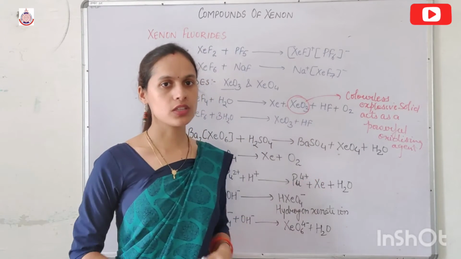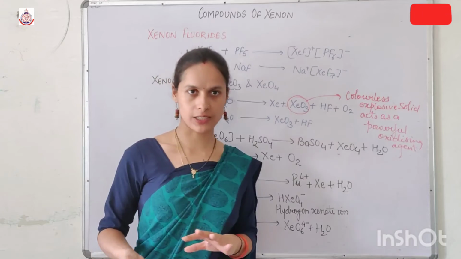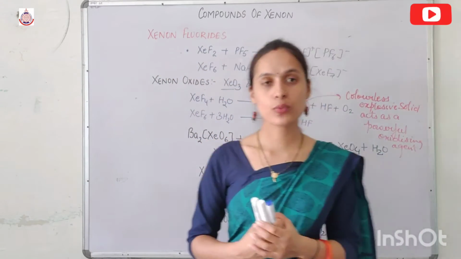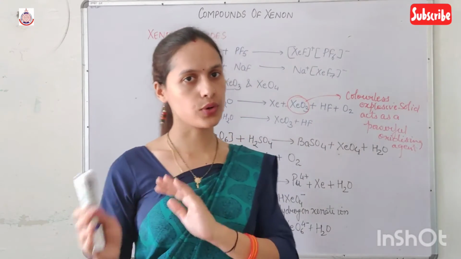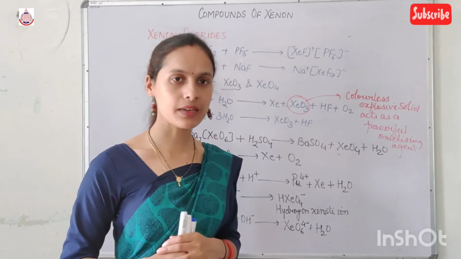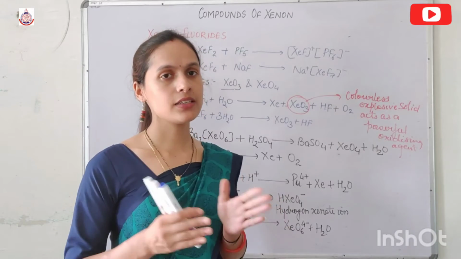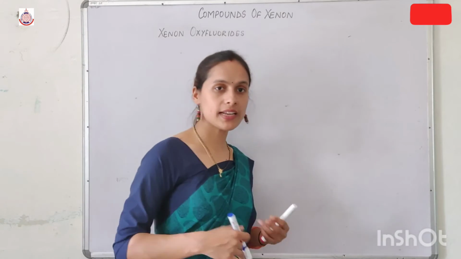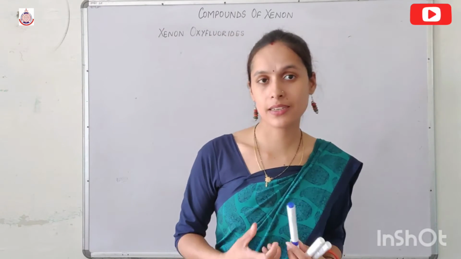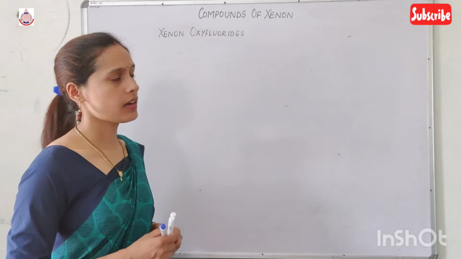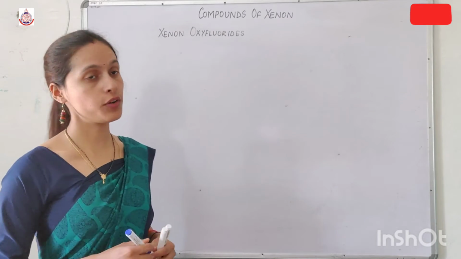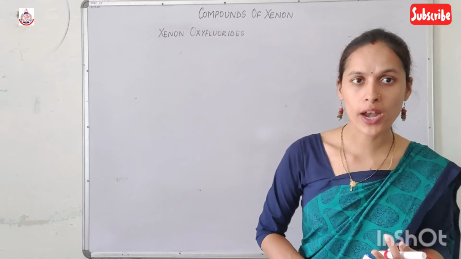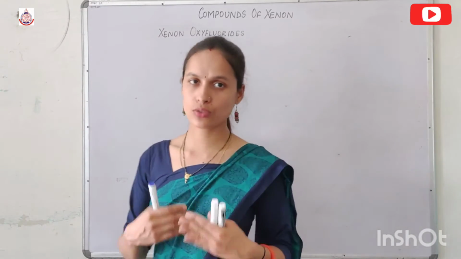Now we will talk about the xenon oxyfluorides. Xenon oxyfluorides means when xenon reacts with oxygen and fluorine, it forms compounds known as xenon oxyfluorides. Xenon forms a number of xenon oxyfluorides like XeOF2, XeOF4, XeO2F2 and so on.